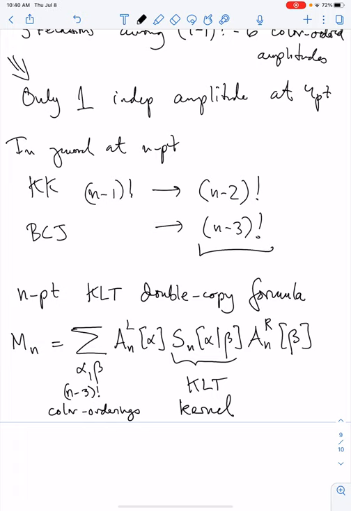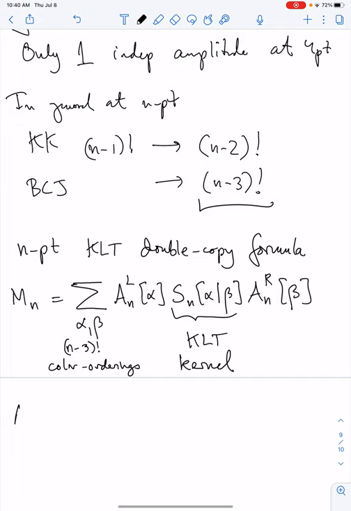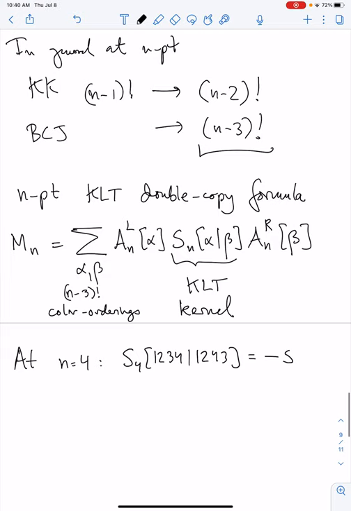And this is something that is a function of the Mandelstam variables. In particular, at 4-point, the examples that I gave before would show you that S4 with ordering 1, 2, 3, 4, 1, 2, 4, 3 is simply minus s. Whereas if I had picked a different color ordering in the sum of alphas and betas, I had to pick n minus 3 factorial out of the n minus 1 factorial options. If I pick alpha and beta to be the same at 4 point, then we can read off from our double copy relations before that this kernel is minus s times u divided by t.